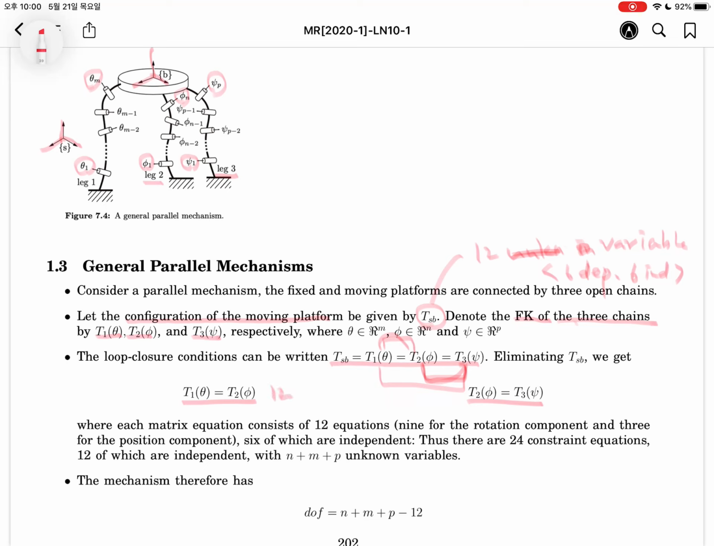This equation has 12. This matrix has 16 elements, but we have the 4 known values 0, 0, 0 and 1 as the last row, so it has 12 equations. On the other hand, T2, this equation also has 12. But it has 6 dependent and 6 independent. So from both equations, we have 12 independent equations, is it right?